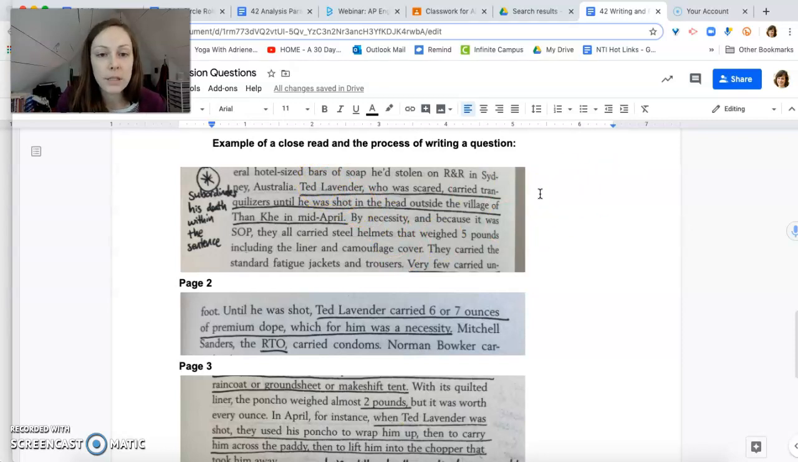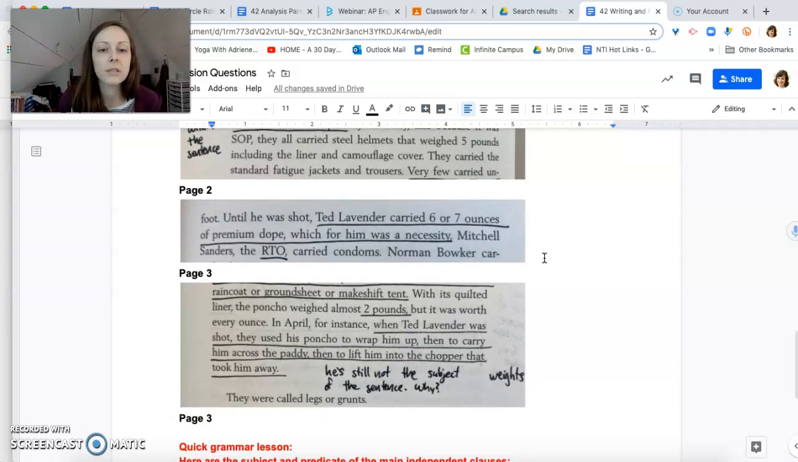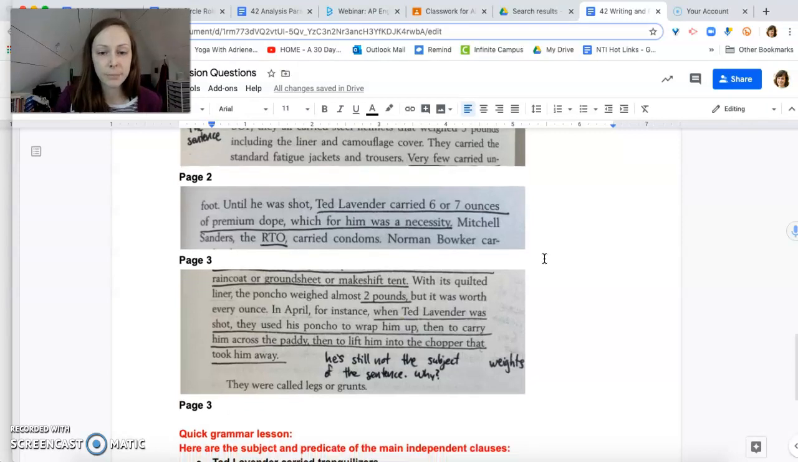And it's this part where O'Brien writes, "Ted Lavender, who was scared, carried tranquilizers until he was shot in the head outside the village of Than Khe in mid-April." Okay, and that is kind of jolting to read about someone's death that way. And then on page 3 it says, "Until he was shot, Ted Lavender carried 6 or 7 ounces of premium dope, which for him was a necessity." Again, it's a weird way to talk about somebody's death.